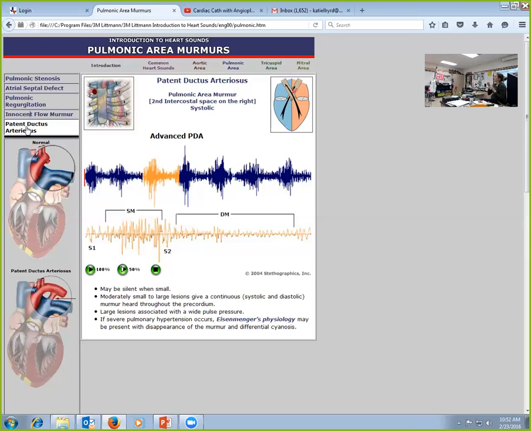Now some of it still goes to the lungs, but it doesn't have to go there to pick up oxygen. So that's a normal finding in probably premature babies. A lot of times it closes up on its own. But it can stay, it doesn't always close up.